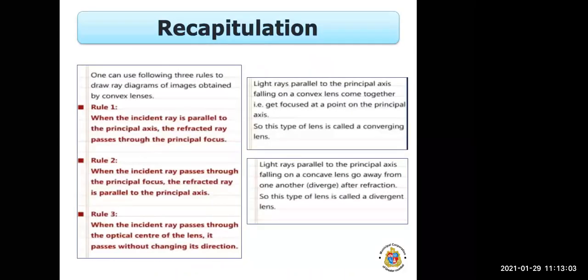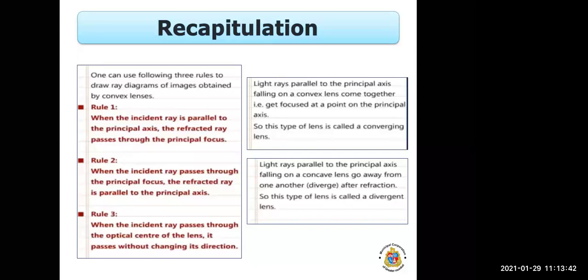So we will recapitulate those three rules once again, that one can use the following three rules to draw ray diagrams of the image obtained by the convex lenses. When the incident ray is parallel to the principal axis, the refracted ray passes through the principal focus. Second rule, when the incident ray passes through the principal focus, the refracted ray is parallel to the principal axis. The third one is when the incident ray passes through the optical center of the lens, then it passes without changing its direction.